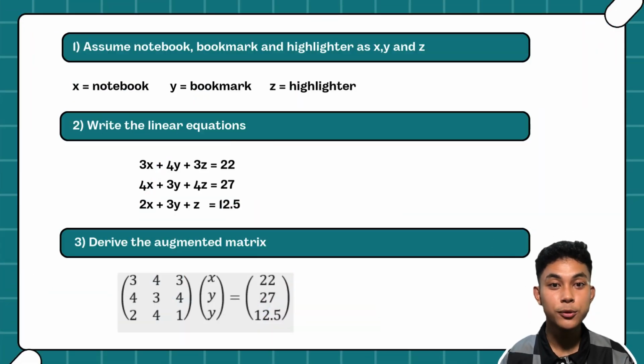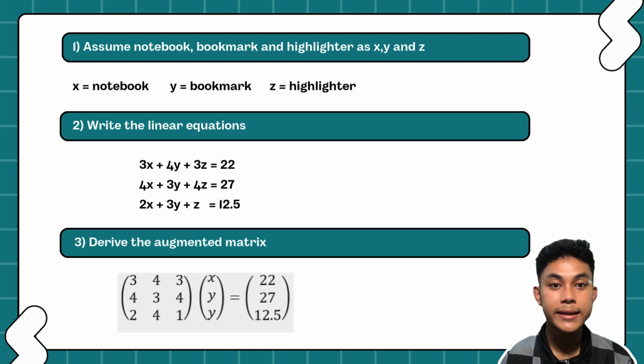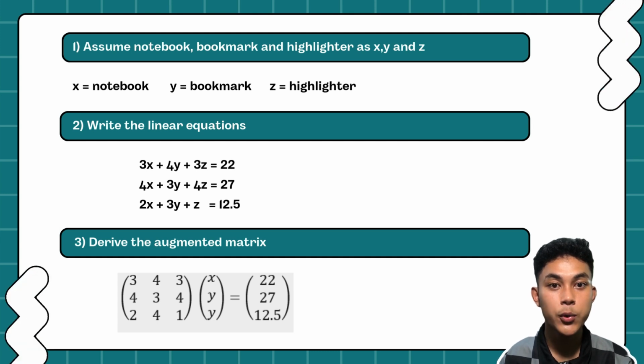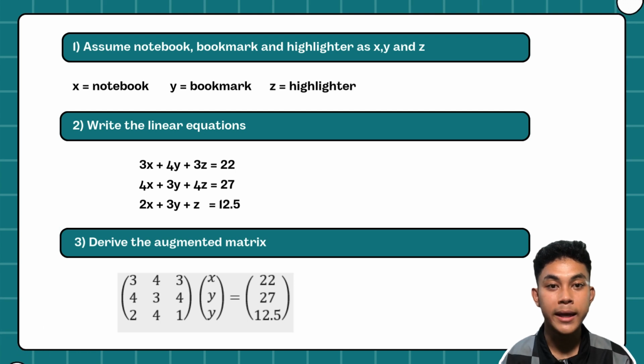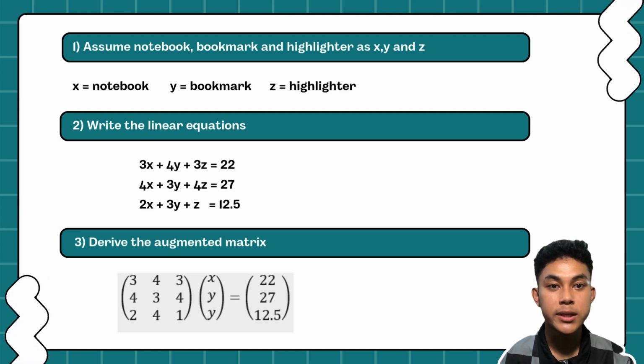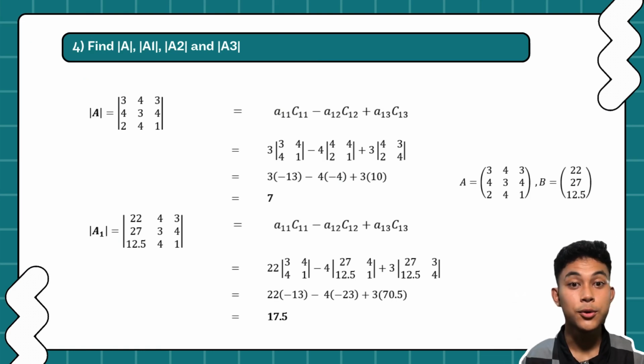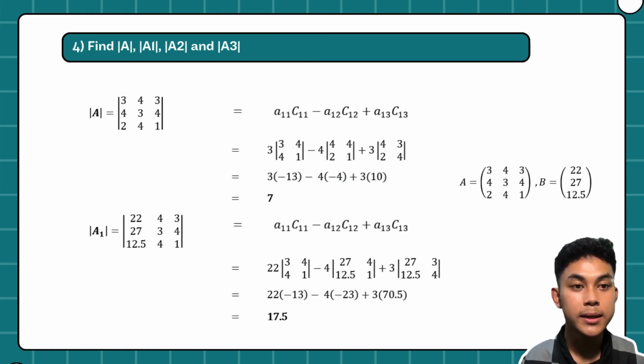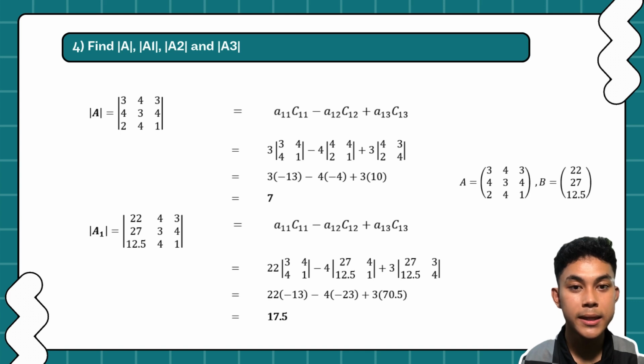First, we assume notebook, bookmark, and highlighter as X, Y, and Z. Second, we derive all the linear equations, where the first equation is from Laila, the second equation from Maisara, and the third equation from Fauzana. Then, we change the linear equations into the augmented matrix. So, we need to find the determinant of A, determinant A1, determinant A2, and determinant A3.